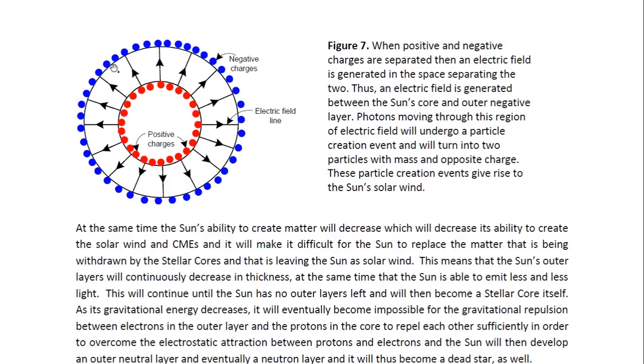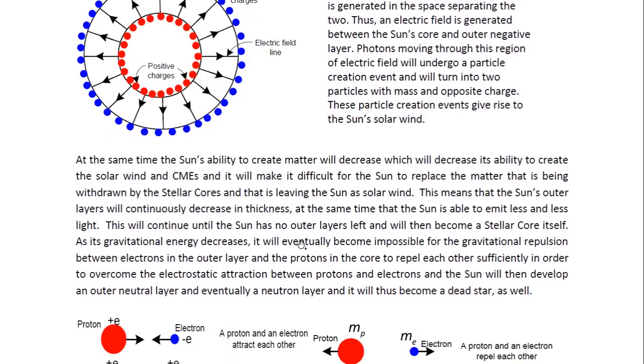Now, here we see illustrated the electric field that is generated within these objects, because there is a positive core and a negative outer layer, and therefore an electric field between these two layers. Now, at the same time, the sun's ability to create matter will decrease, which will decrease its ability to create the solar wind and CMEs, and it will make it difficult for the sun to replace the matter that is being withdrawn by the stellar cores and that is leaving the sun as solar wind.